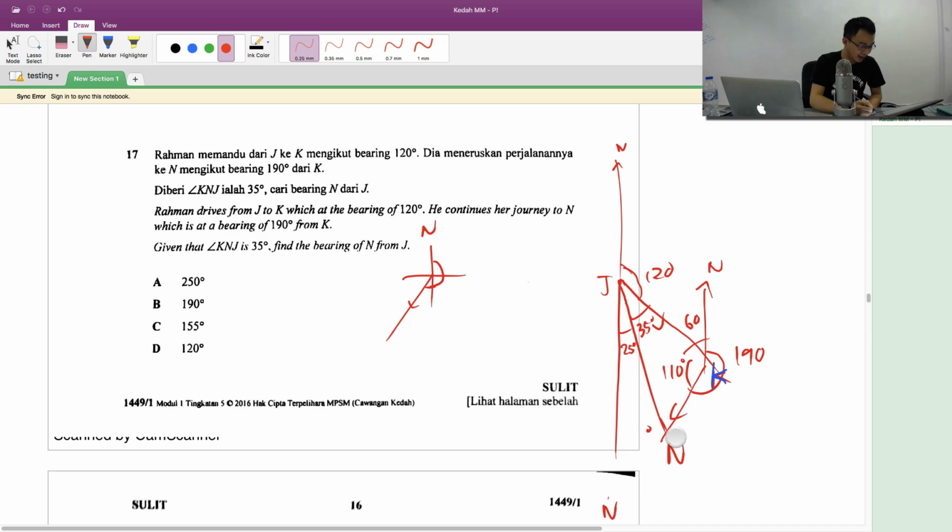Now the question asks the bearing of N from J. So from J you look to the N here, from the north of J until you touch the line NJ. So this is 120 plus 35, so it will be 155. C. This question is quite tricky, so I would consider it a difficult one, because you actually have to sketch all the angles by yourself. Can you understand this question? Yes or no? Okay, good. Then I'll move on.